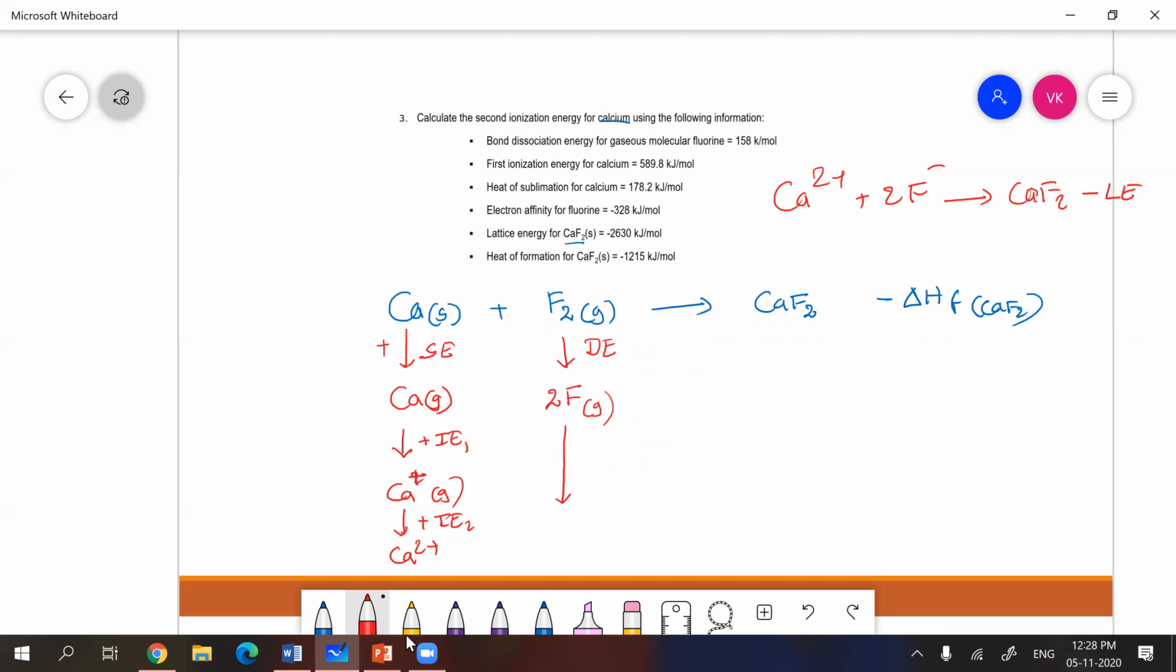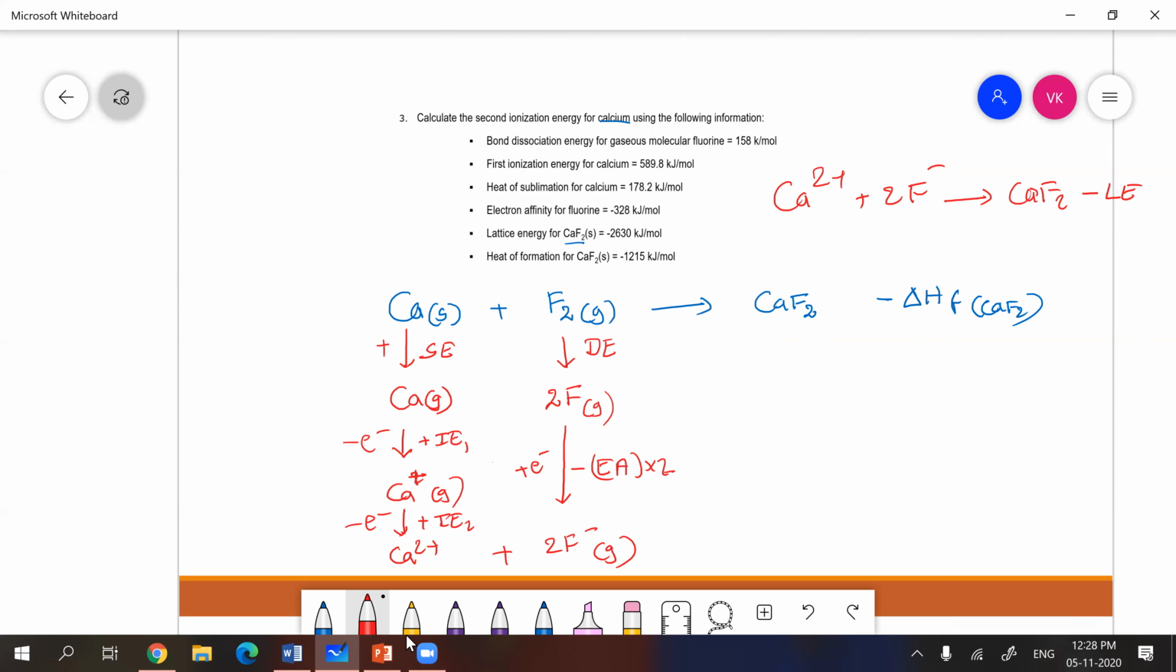So it is in gaseous state. It has to convert into fluoride ion, 2 fluoride ions. So minus electron affinity multiplied by 2, because 2 independent atoms are involved here. Energy will be released when electron is added. And here electron is removed, first electron, second electron.